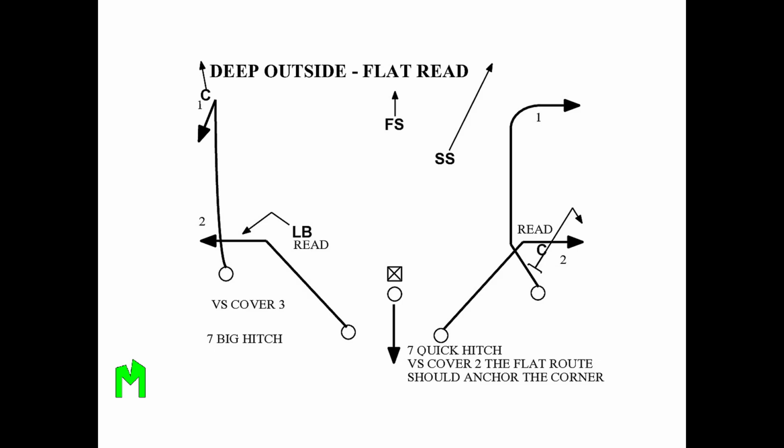Looking at the deep outside and flat read, the quarterback adjusts based on defensive coverage. Against cover 3, the linebacker read is key, with a 7-step big hitch drop. The routes include a deep outside and a flat route to stretch the defense vertically and horizontally. Against cover 2, the flat route anchors the cornerback, and the quarterback uses a quick 7-step hitch, reading the cornerback. This dual approach allows the quarterback to adapt reads based on coverage, maximizing opportunities on both sides of the field.